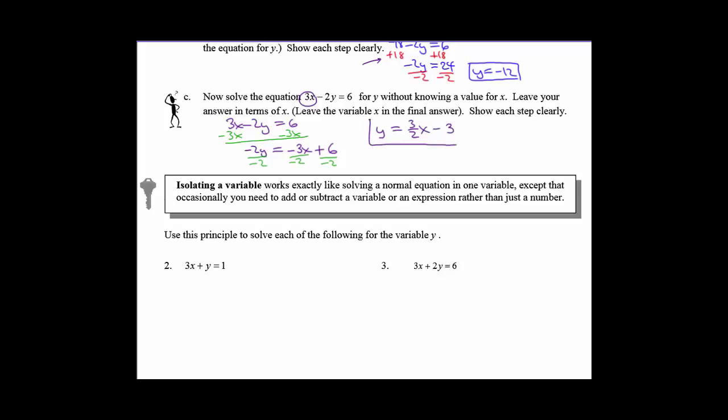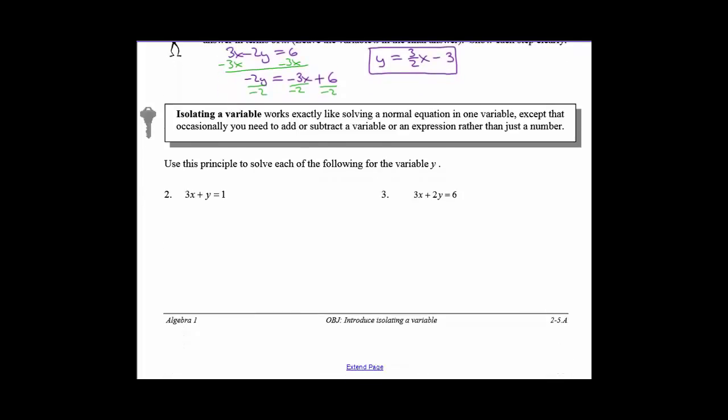So here is the equation in what we call slope-intercept form. It's the same equation that we started with, just written in a different form. We isolated the variable y. Isolating a variable works exactly like solving a normal equation in one variable, except that occasionally you need to add or subtract a variable or an expression rather than just a number. So instead of just adding a number or subtracting a number or multiplying by a number or dividing by a number, sometimes you have to add an expression like 2x or subtract an expression like 3x.